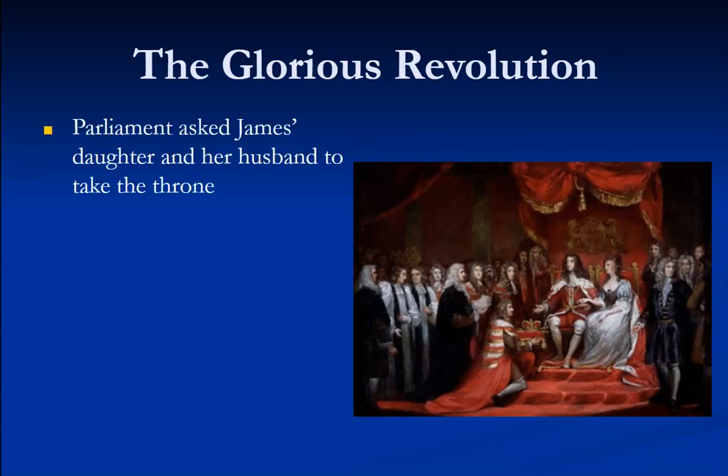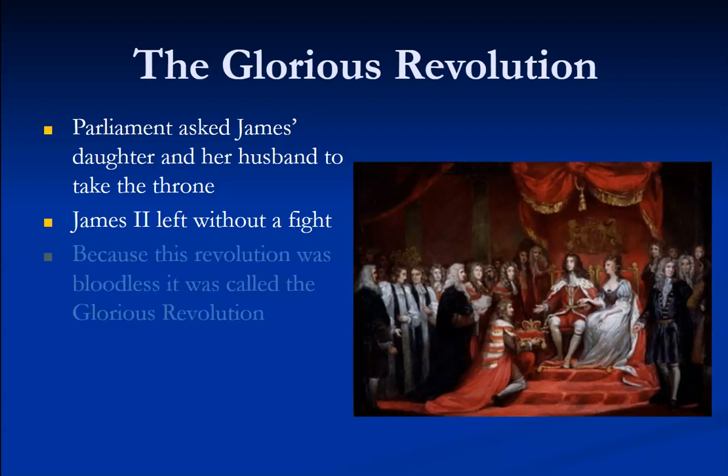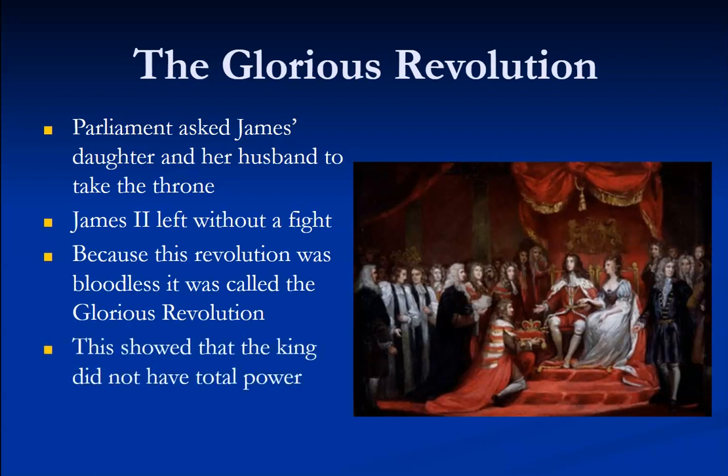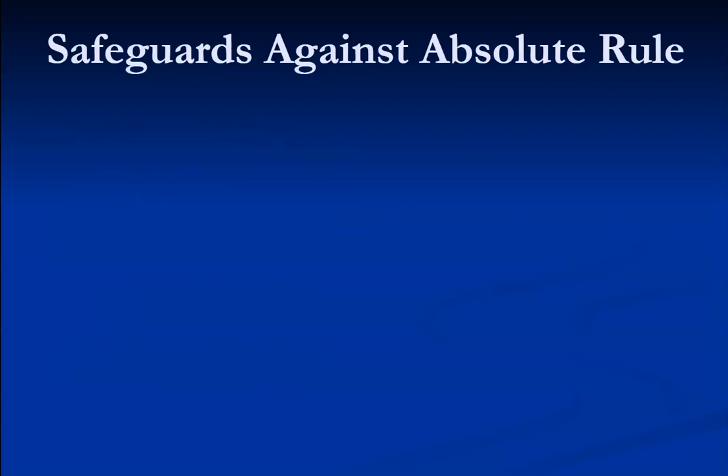Parliament asked James's daughter and her husband to take the throne. And James II left without a fight. He realized that no one was going to support him, so he decided to give up without trying to have a war. And because this revolution was bloodless, because it didn't cause a massive bloody civil war, it was called the Glorious Revolution. And it also showed that the king did not have total power, because effectively what happened was the Parliament asked someone else to become king and queen, and they did. And so Parliament is really the true ruler here, not the king.